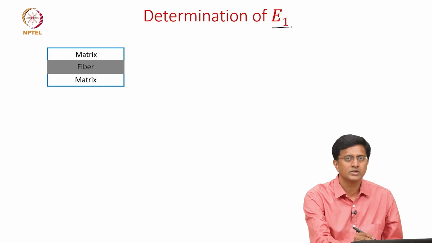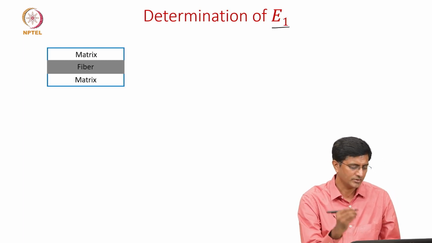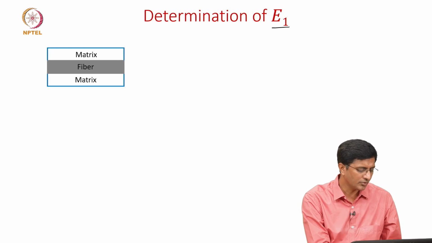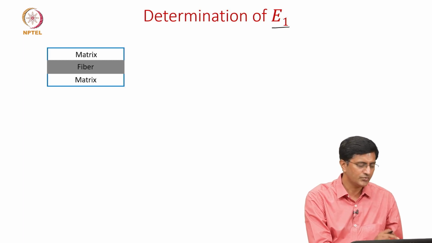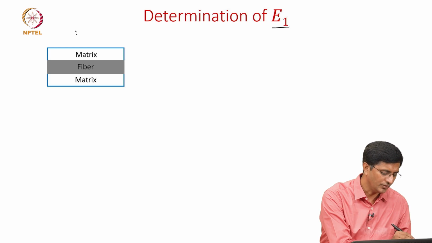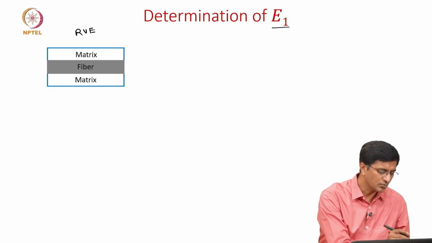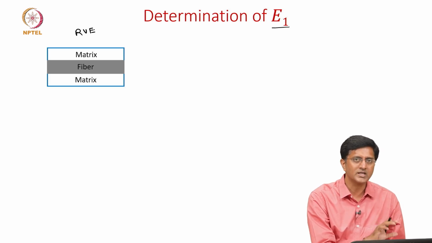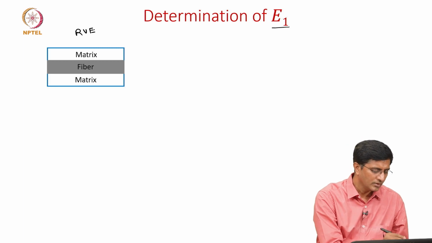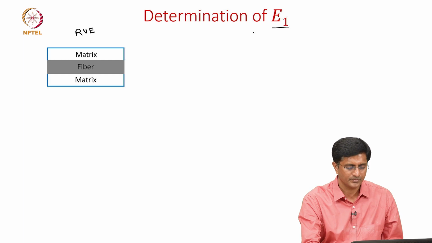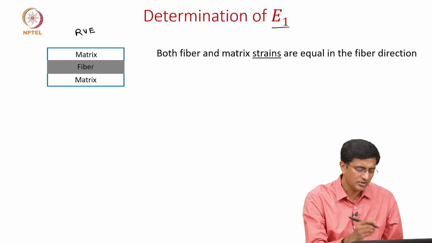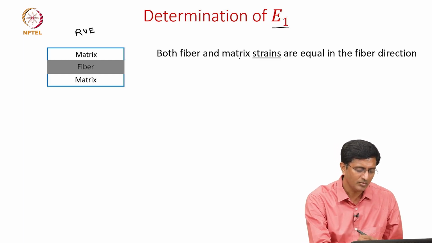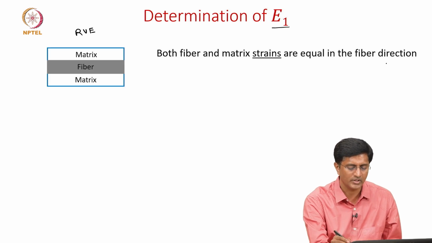E1 is the elastic modulus along the fibers. For this, we start with the representative volume element, which we discussed in the previous video. This is the smallest size of the element, which has the same proportions of fiber and matrix as in the lamina. Okay. So to determine E1, we'll start with an assumption.